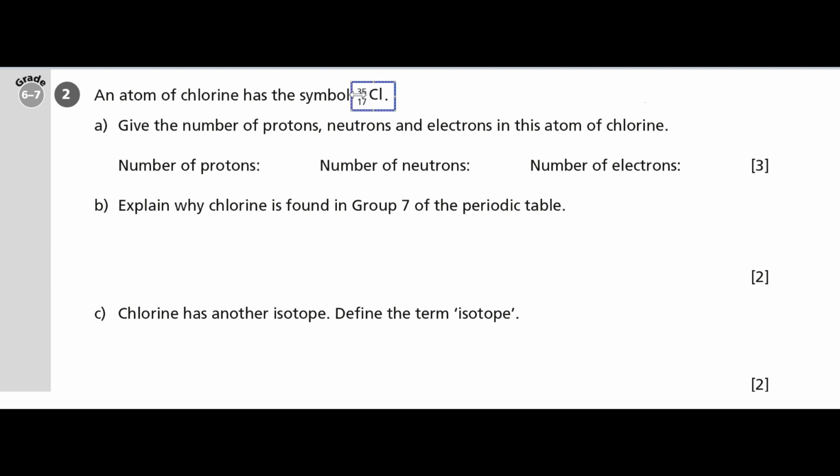What does the 17 tell us? This is the atomic number, also known as the proton number. As the name suggests, it's the number of protons in the nucleus of the atom.